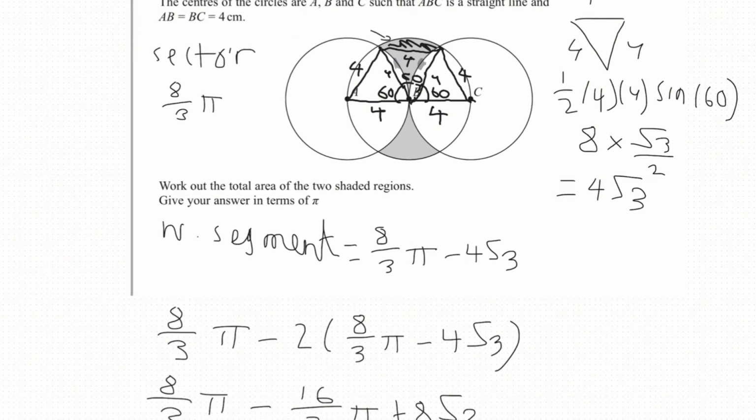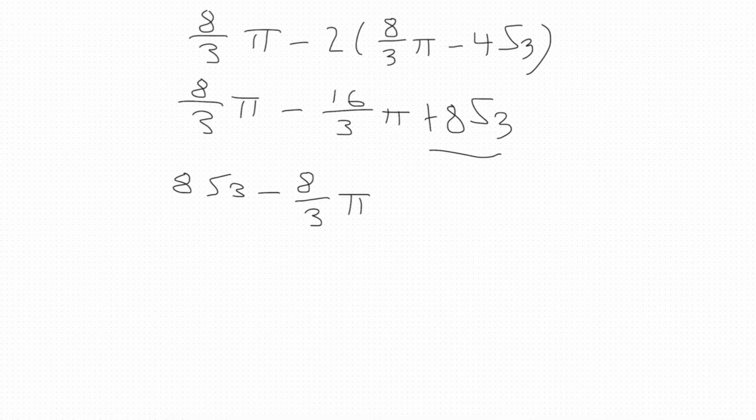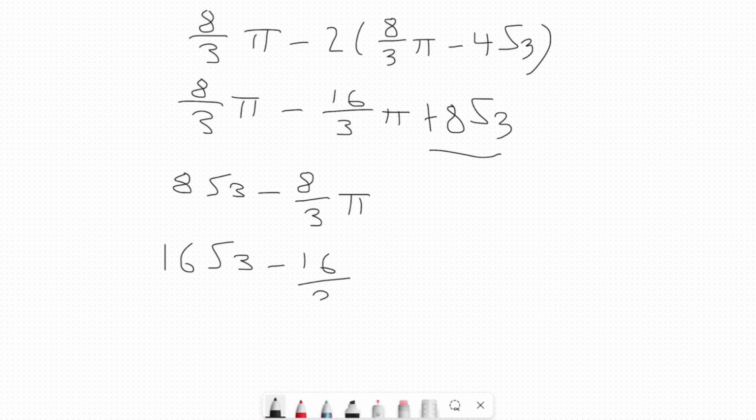Now, because there's two shaded regions, we need to double it. So we just need to times all this by 2. Now it will give us 16 root 3 minus 16 over 3 pi, giving us our answer.